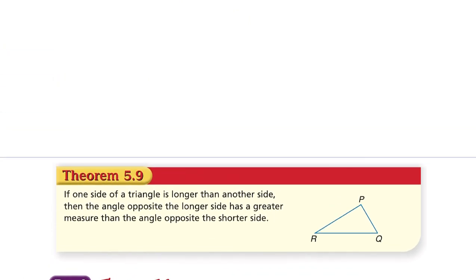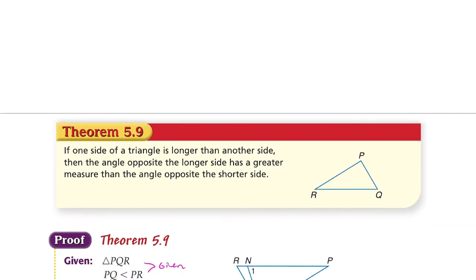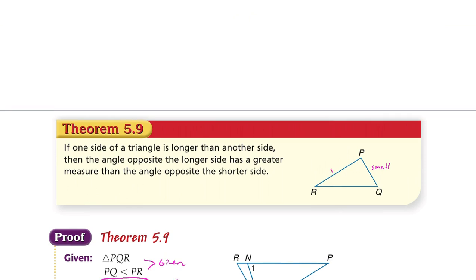So if one side of the triangle is longer than the other side, here's the given. We have a triangle, and PQ is less than PR. So PR is big, and PQ is small. That's the idea to start.